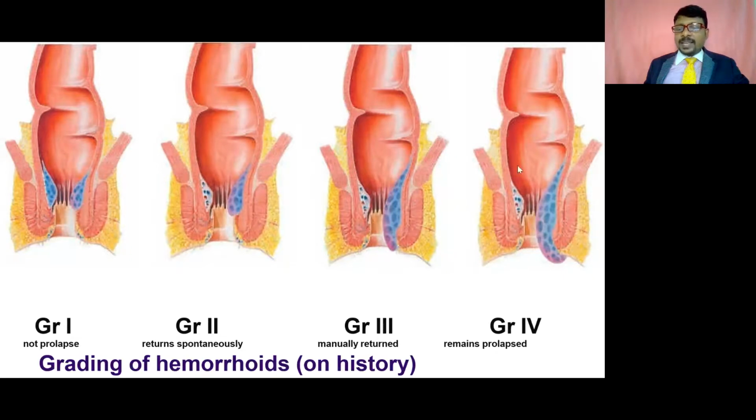But in severe cases, this is the grade 4 one. While defecating, the hemorrhoids come and also stay outside, which means they won't go inside. So these are the four categories. Depending upon the size and also the infection, they may produce symptoms.